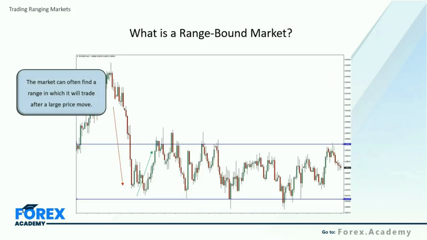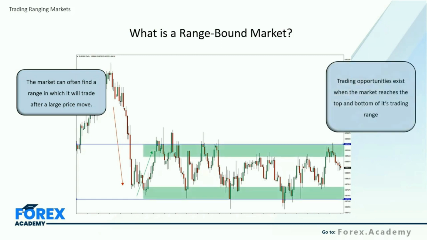So let's look at this in terms of price structure. The market can often find a range in which it will trade after a large price move. So here on the left we see the euro pound. We see a very volatile sharp move to the downside. And then with our green arrow we see a level of recovery, a level of stability that perhaps comes into the market. And then we see the range ensue. Where do the opportunities lie? Well, within these green bands, we can see trading opportunities exist when the market reaches the top and bottom of the range.